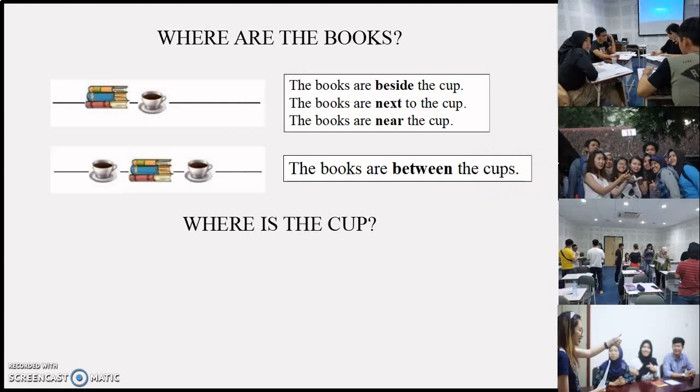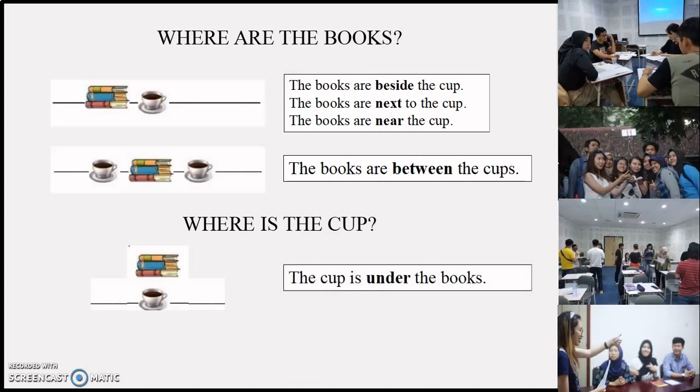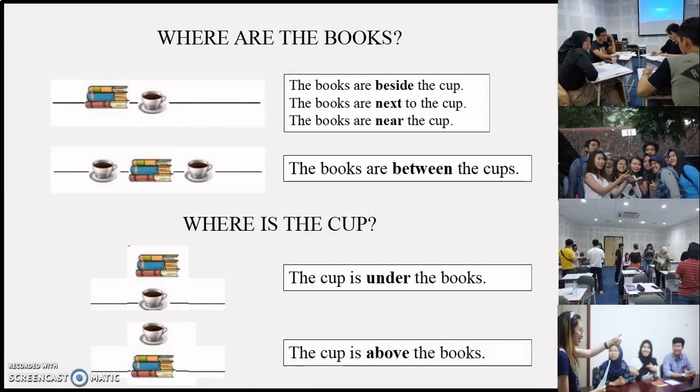Now let's change the object. Let's talk about the cup. Where is the cup in this picture? Ooh, where is it? Still remember the vocab that we talked about? The cup is under the books. What about this one? The antonym of under is above. The cup is above the books.